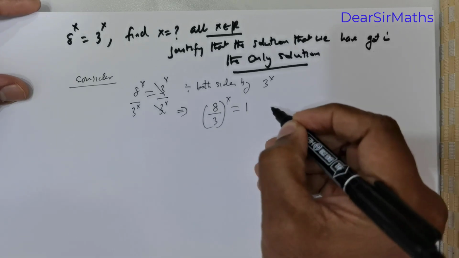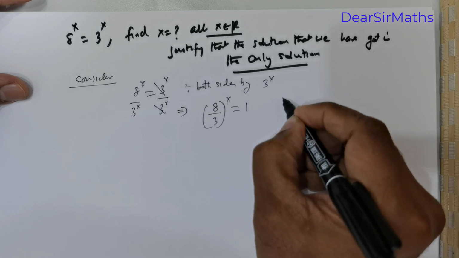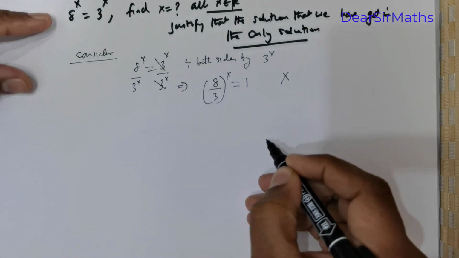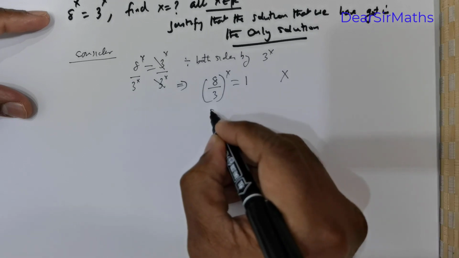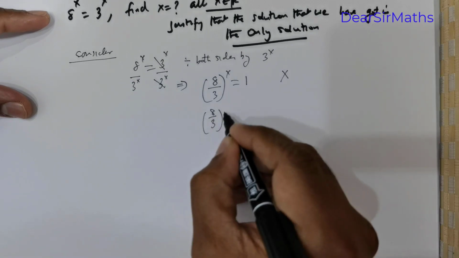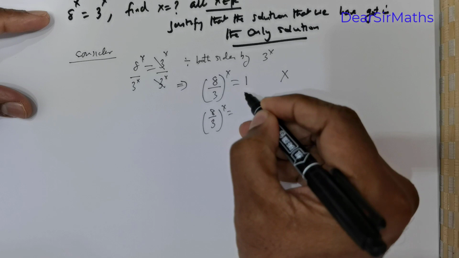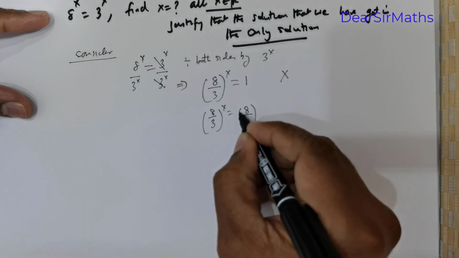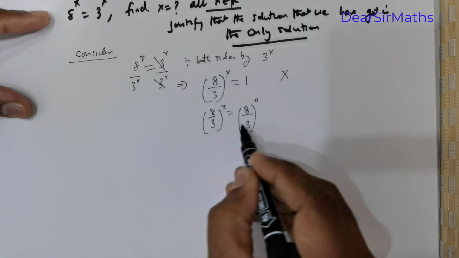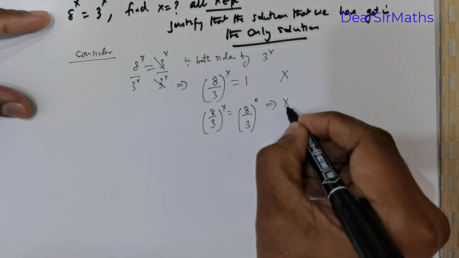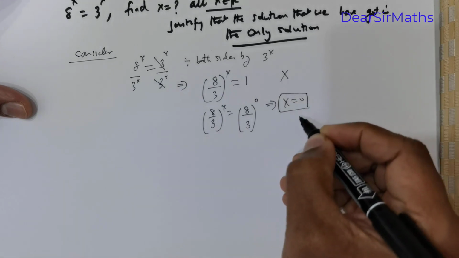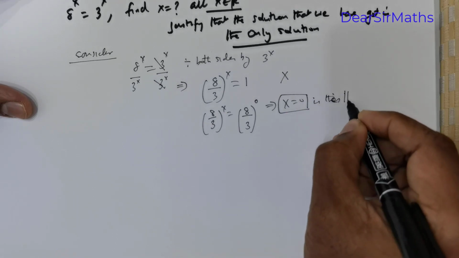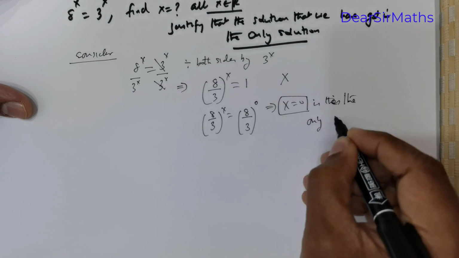Now clearly, without an element of doubt, people can easily say that x is equal to 0. Now how can they say that? Because we can rewrite this as 8 over 3 raised to the power of x is equal to 1. I can rewrite 1 as 8 over 3 raised to the power of 0, right? So the bases are same, so this would mean x is equal to 0. But the question is, is this the only solution? Is this the only solution?